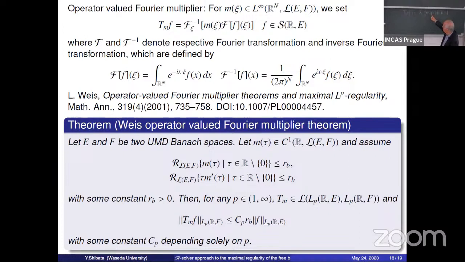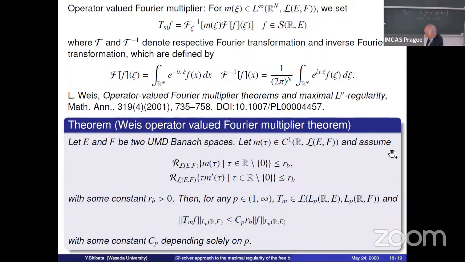And the M, now M is not a scalar, it's operators. It's the operator for each tau, a bounded linear operator from some Banach space E to F. And then we assume that this is a UMD space, but forget the details. But anyway, in this situation, if M is so-called R bounded, an extension of the notion of boundedness, and M of tau is R bounded, then this operator really becomes an L^p bounded operator.